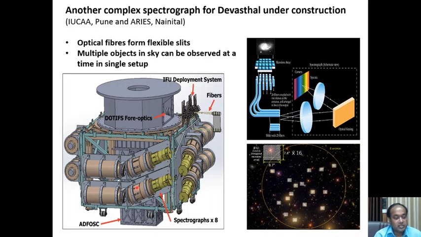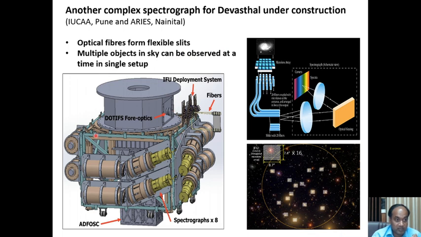Yeah. So here is another complex spectrograph for Devasthal, which is under construction, a collaboration between IUCAA and ARIES Nainital, which is based on optical fibers. So optical fibers form flexible slits here. The slits are formed by the fibers, so light is basically collected from the fibers. So we have multiple objects in the sky which can be observed at a time in a single setup.